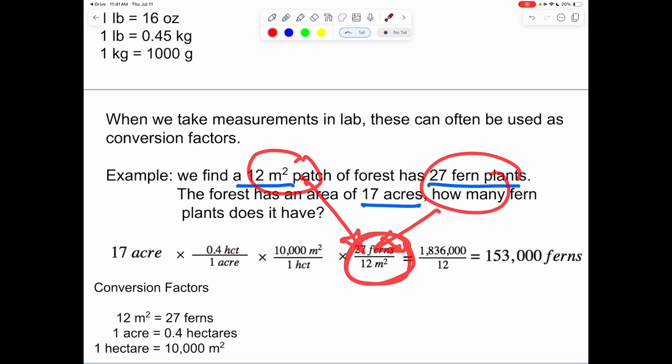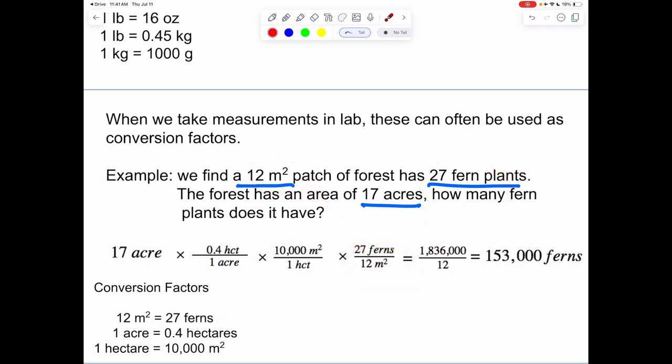So we're trying to determine, because we have 17 acres, how we can turn those 17 acres into meters squared so we can determine how many ferns we should have. All right, so again, starting with our 17 acres, we see that we have a conversion of 1 acre per 0.4 hectares. Let's start with that. The 1 acre goes on the bottom, 0.4 hectares on the top, and that means we can cancel out our acres.